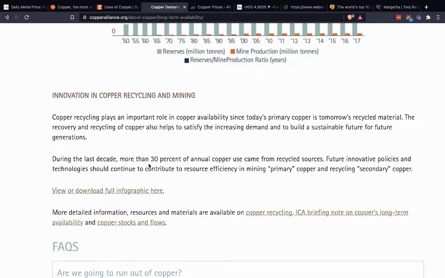So anyways, copper recycling plays an important role in copper availability, since today's primary copper is tomorrow's recycled metal. The recovery and recycling of copper also helps to satisfy the increasing demand and to build a sustainable future for future generations. During the last decade, more than 30% of annual copper use came from recycled sources. Future innovative policies and technologies should continue to contribute to resource efficiency in mining primary copper and recycling secondary copper. So that's very, very important.